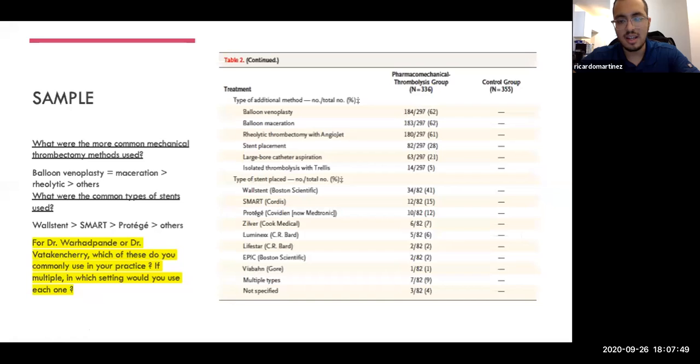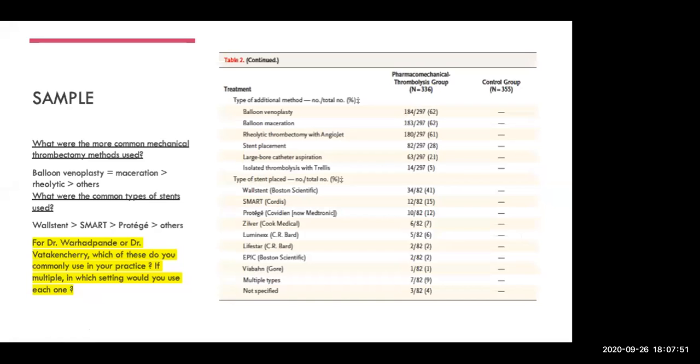Okay. So essentially, if you look at the Wallstents, they're kind of an Elgiloy woven stent, and the Smart and Protege are nitinol stents, as is the Zilver and the Luminex and the Lifestar and Epic, right? Those are all nickel titanium alloy or nitinol stents. The Viabahn is a covered stent graft. So it's a nitinol stent, but it's got a PTFE layer, all right? So the classic ones that I use are primarily Proteges.